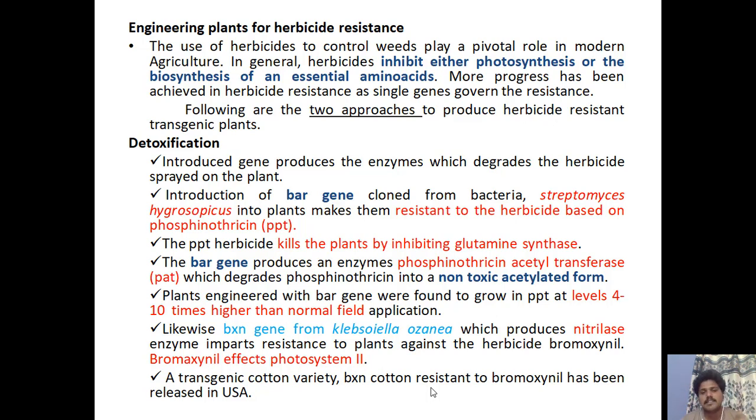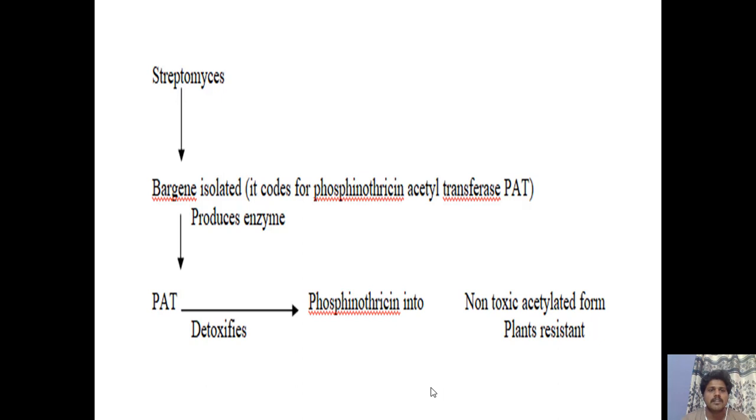And likewise, we have the BXN gene from Klebsiella ozaenae, which produces a nitrilase enzyme that imparts resistance against bromoxynil. BXN cotton resistant varieties have already been released in the USA. So from Streptomyces, we have isolated the bar gene, which encodes phosphinothricin acetyl transferase PAT, and PAT is going to detoxify phosphinothricin into a non-toxic form. So it doesn't get affected.